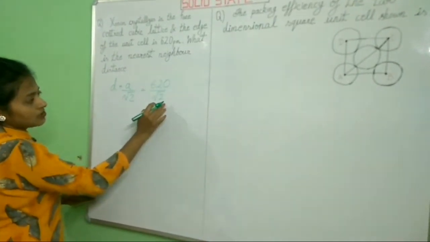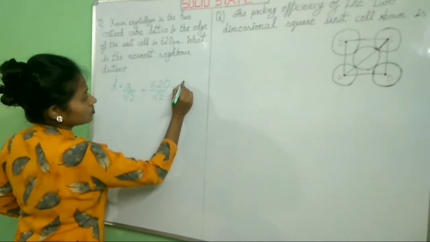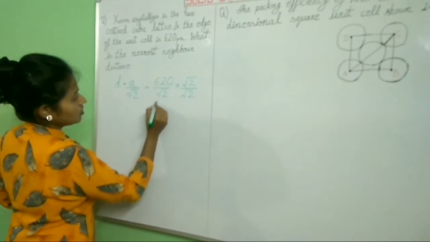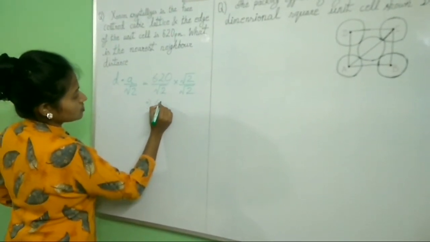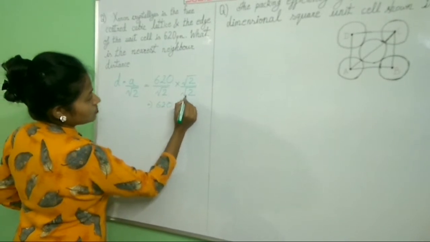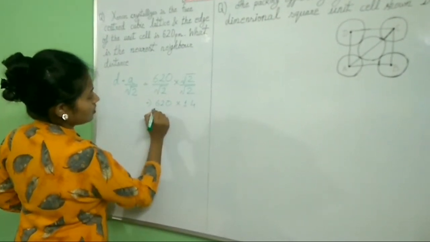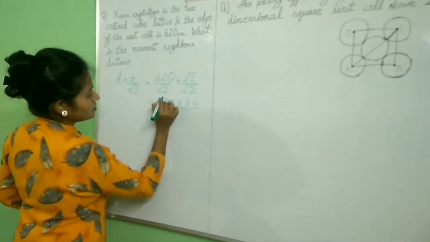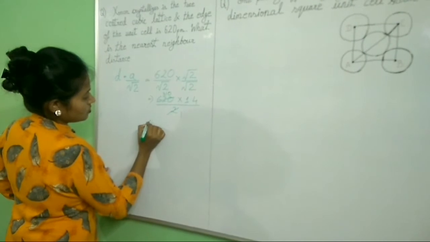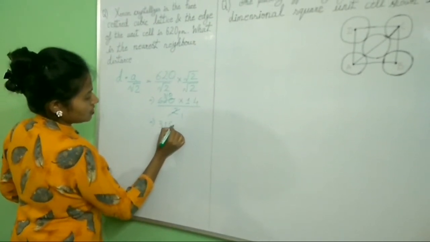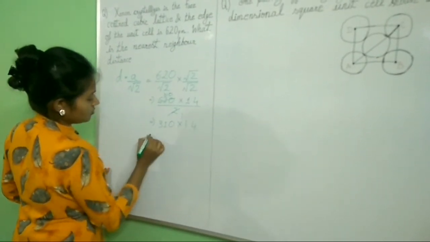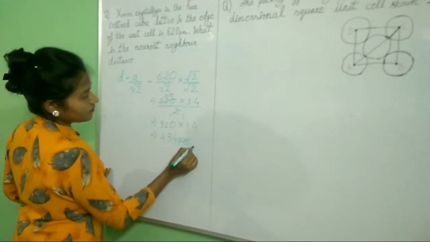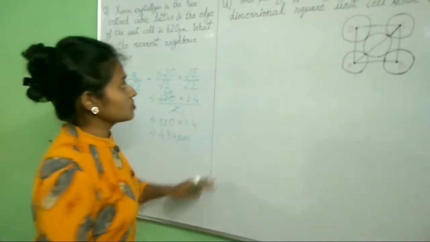Now, edge length is already given, that is 620 by root 2. Now, how to make this calculation easy? Just multiply root 2 in the numerator as well as in the denominator. So it gets 620 into root 2, means 1.4, and this is 2. Now, 2 gets cancelled and this becomes 310. So, 310 into 1.4, when we calculate, we will get 434 picometer.